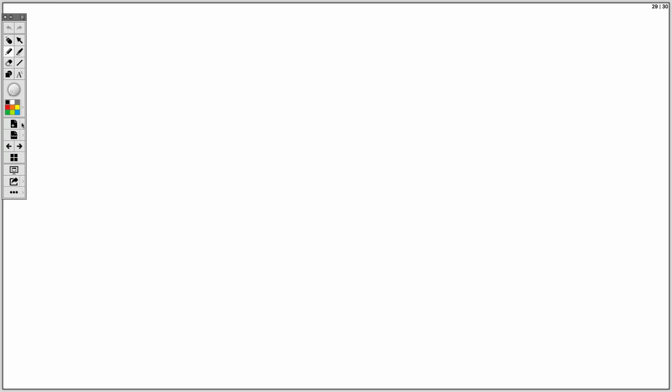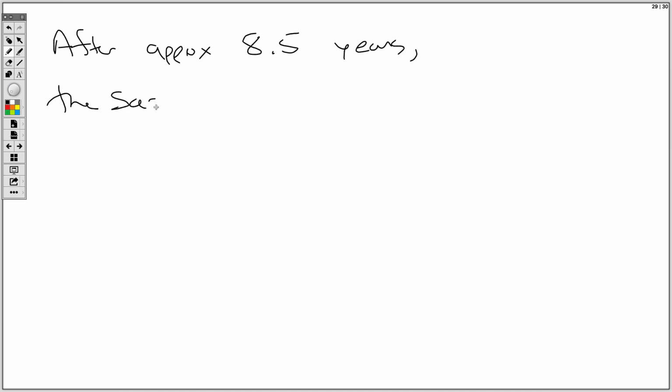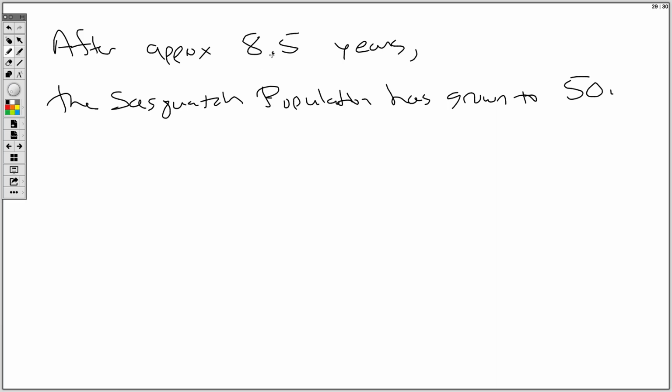So after approximately 8.5 years, the Sasquatch population has grown to 50. All right. Now, after 8.5 years, so you could add that to your original 2003. So you can say between 2011 and 2012, your population's up to 50. Okay.